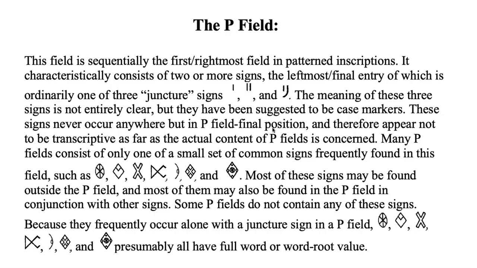Many P fields consist of only one of a small set of common signs frequently found in this field, such as, now here are 2 you're already familiar with, the diamond chevron sign, the spoke wheel sign, but there are several others. This one here that looks like a thick X, we've seen already. In other contexts it also occurs. This looks like a tongs, sometimes called the tongs sign. And this one looks a bit like a crescent moon. And then this one kind of looks like a combination of these 2 signs here. And this one, which is the least common of the list, but common enough still to warrant inclusion, kind of looks like this one and this one all glommed together.